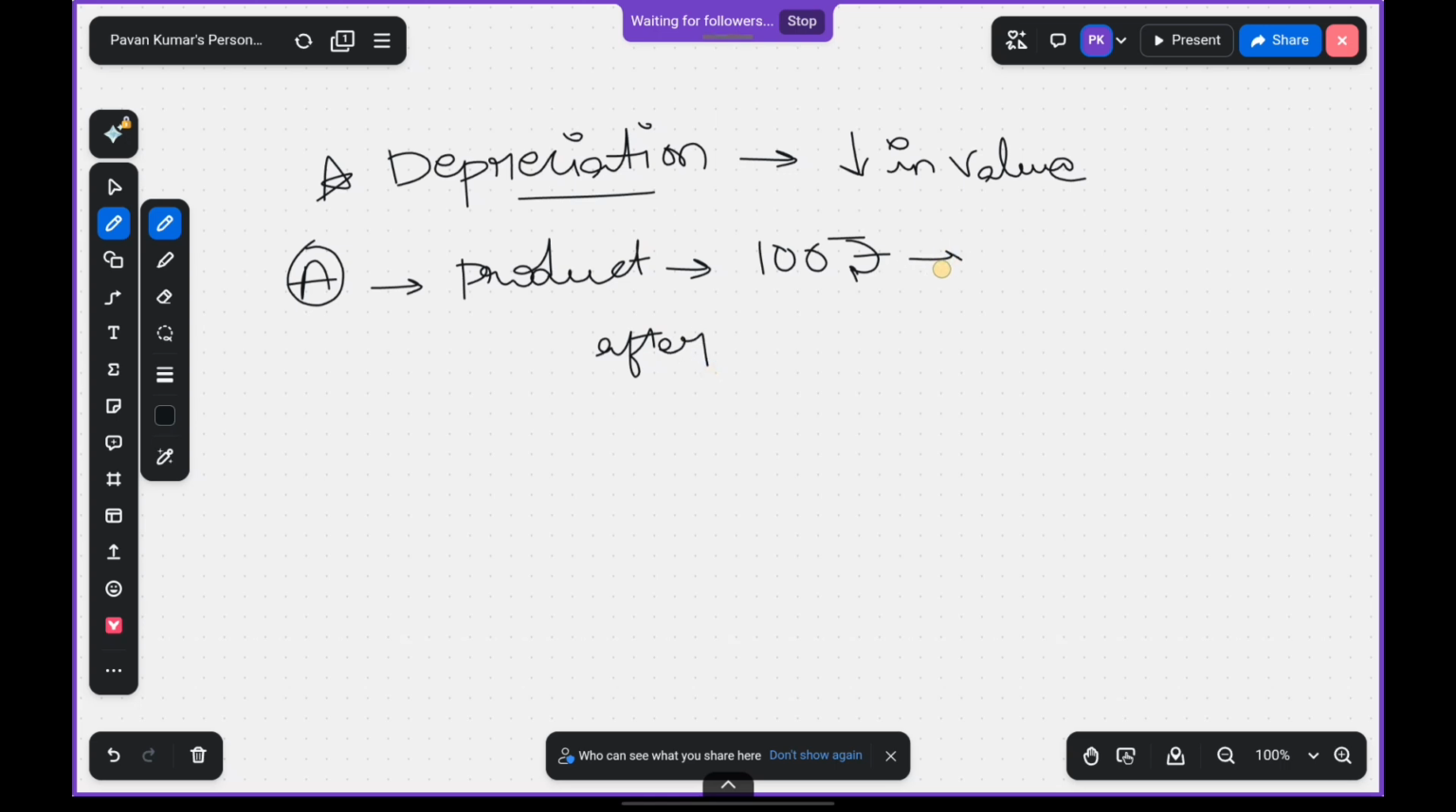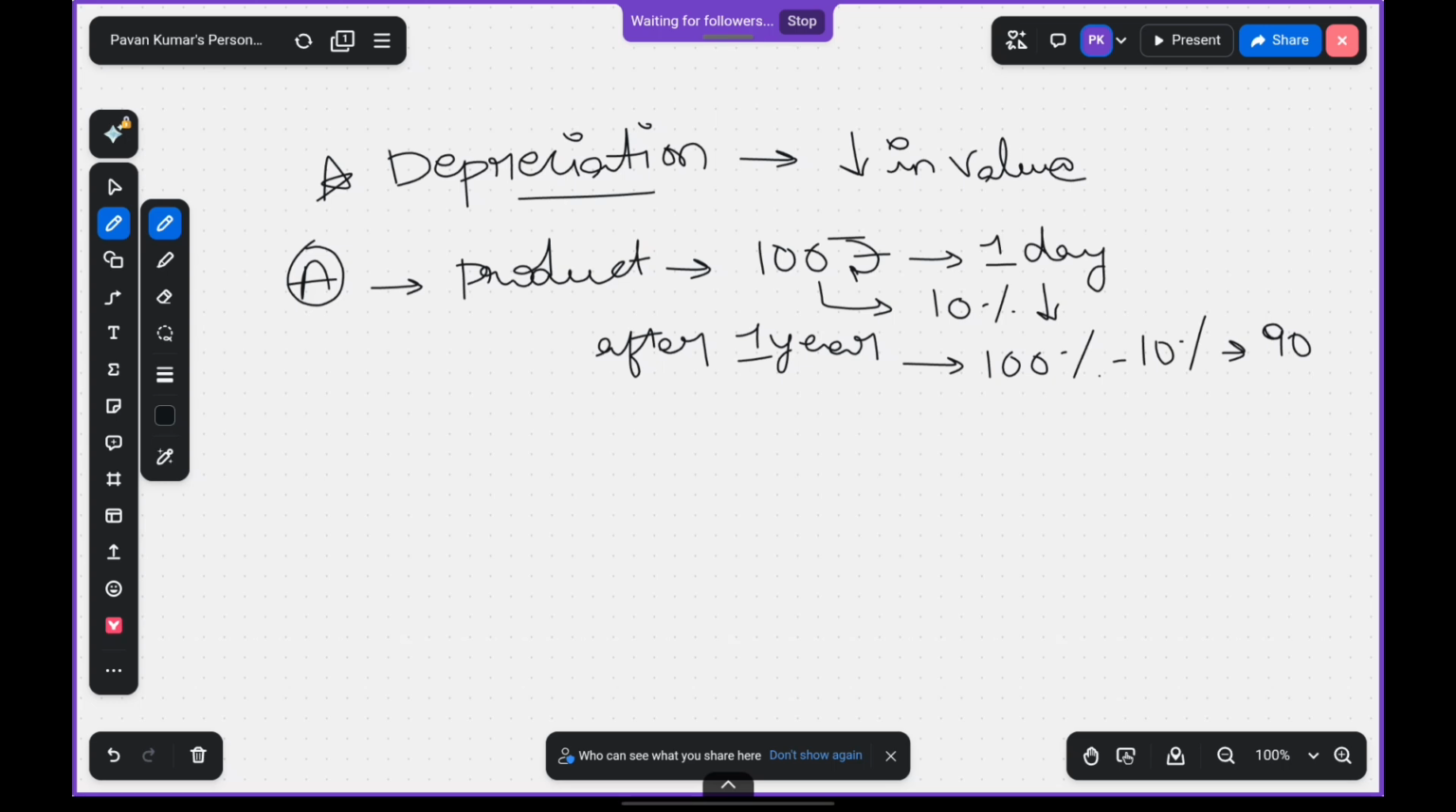This value is on day one, the first day. So after a year, this value has been reduced by 10%. So what is the value after a year? That means 100% minus 10%. So it is 90 rupees.